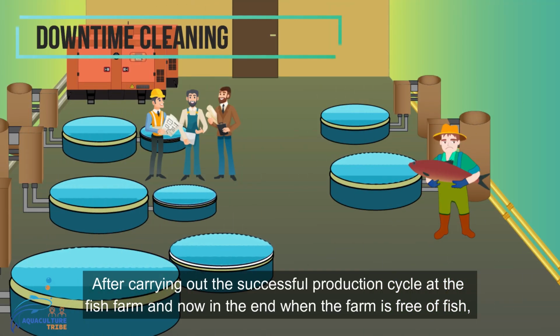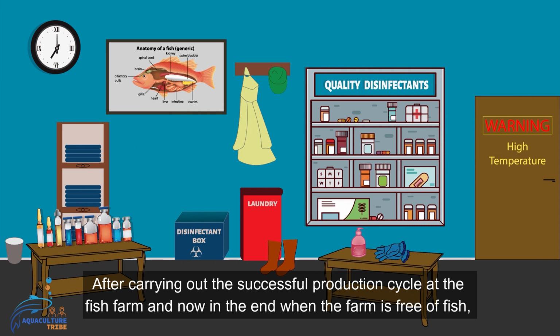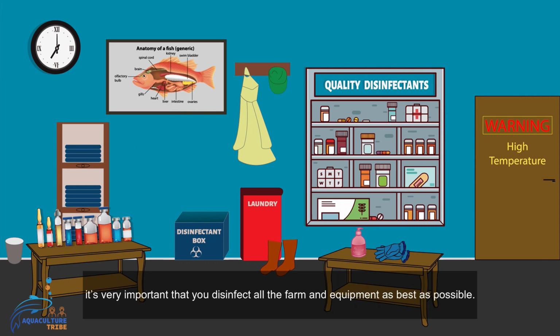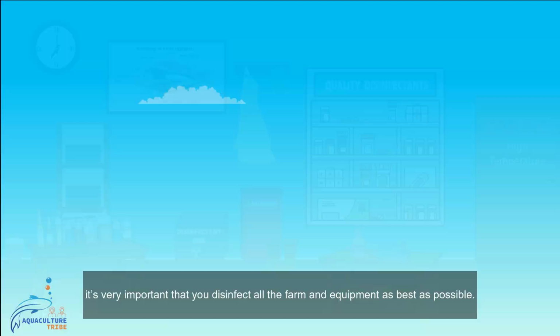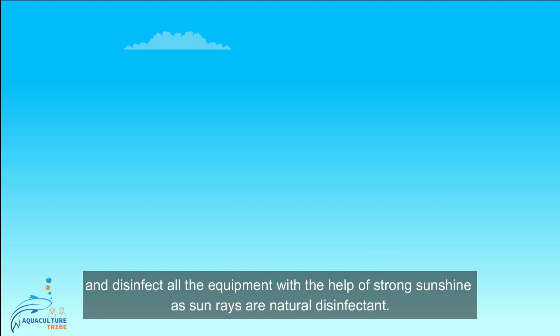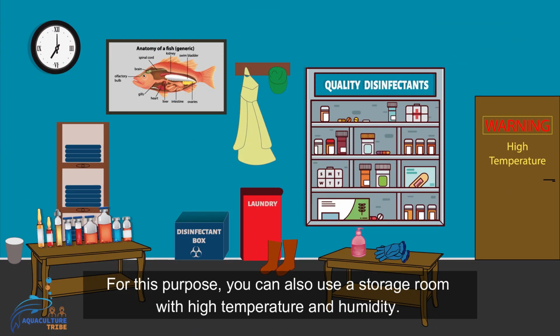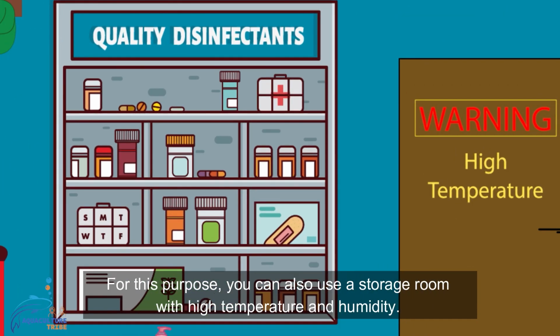After carrying out a successful production cycle at the fish farm, in the end, when the farm is free of fish, it's very important that you disinfect the whole farm and equipment as best as possible. If you have good sunshine available, you can use that to your advantage and dry and disinfect all the equipment with the help of strong sunshine, as sun rays are a natural disinfectant. For this purpose, you can also use a storage room with high temperature and humidity.